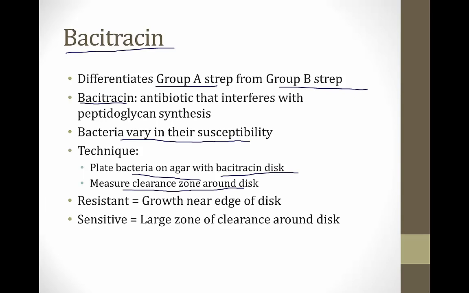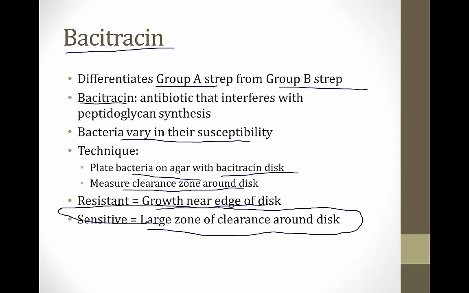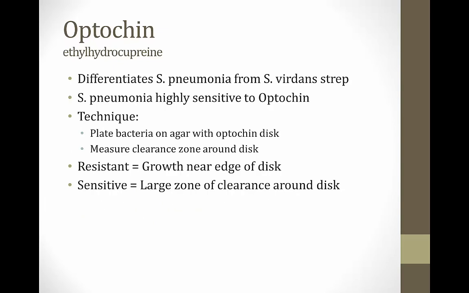So resistant bacteria will grow near the edge of the disc, and sensitive bacteria will have a large zone of clearance around the disc, telling you that the bacteria is sensitive. The next antibiotic sensitivity test is the Optochin sensitivity test. Optochin is also called ethyl hydrocuprine, and its use is to differentiate strep pneumo from strep viridans.